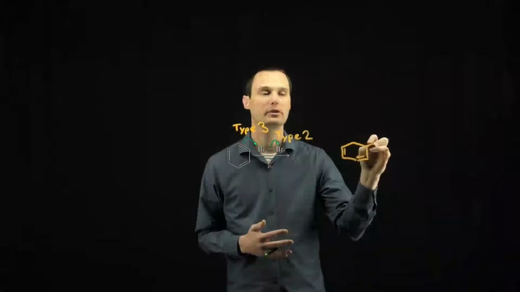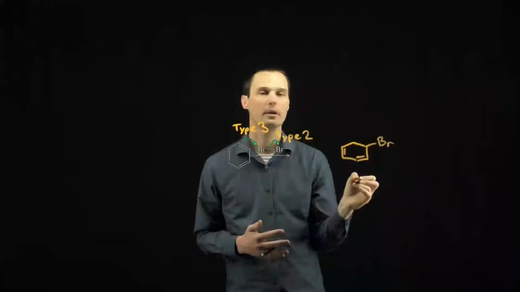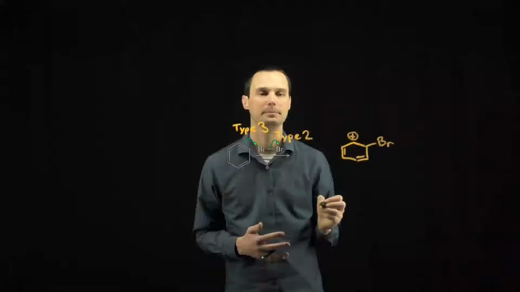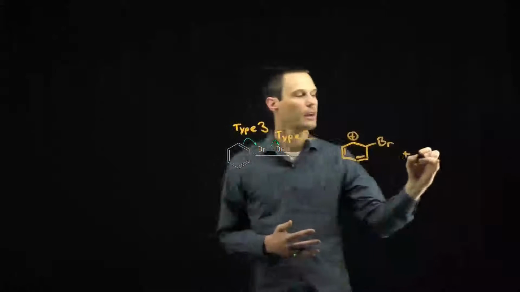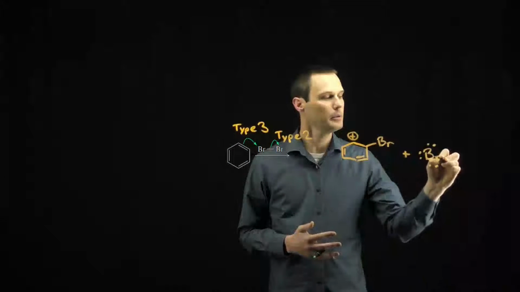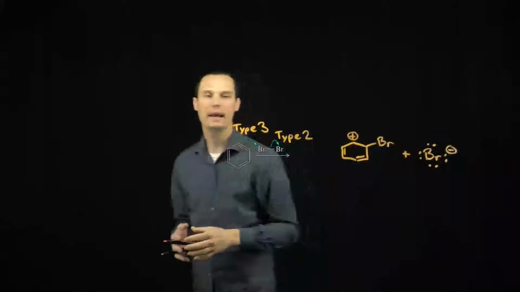The first arrow says that we break the pi bond and we use those electrons to form a new bond to bromine, taking electron density away from the other carbon, leaving behind a carbocation. The second arrow breaks the Br-Br bond and puts those electrons onto Br- as a leaving group, forming the bromide anion as the byproduct.